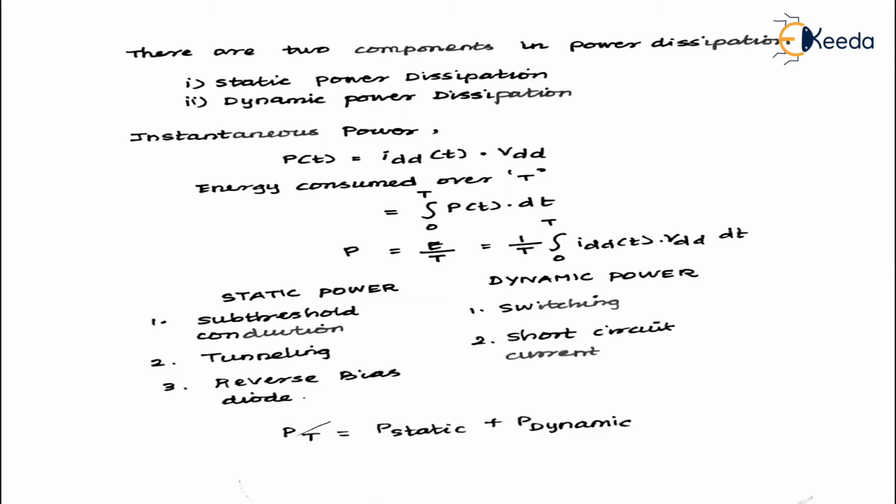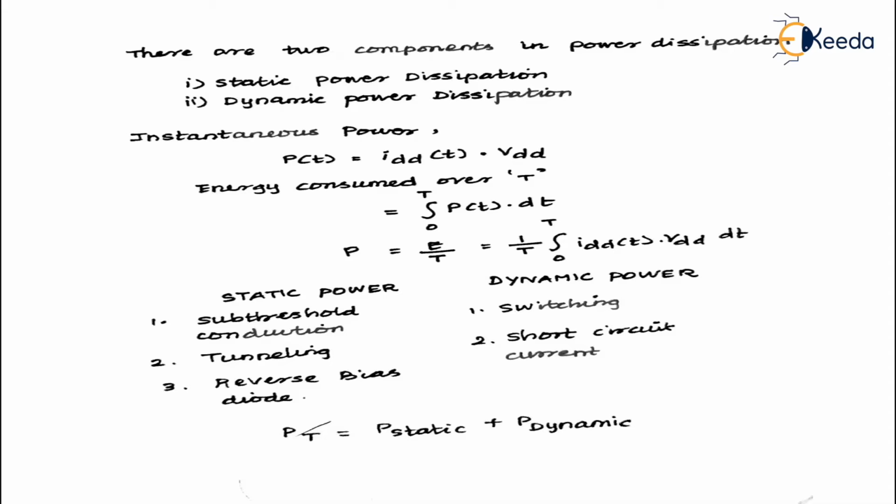Now the energy consumed over time T. What is this energy consumed? We know that power is equal to energy by time. So if you do the integration from 0 to T, because it is consumed over T, it is 1 by T integral 0 to T of P of t. We know that it is IDD of t into VDD into dt. It is a normal basic formula of your power as well as your energy consumed.